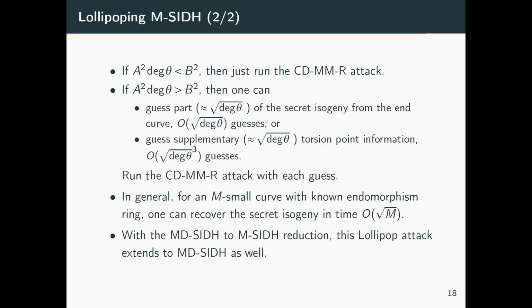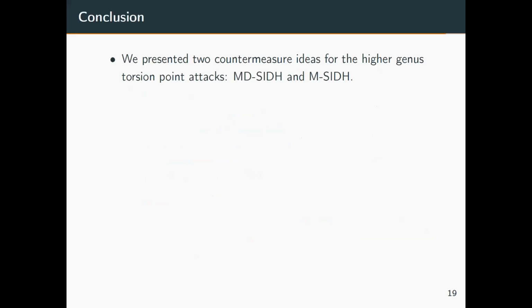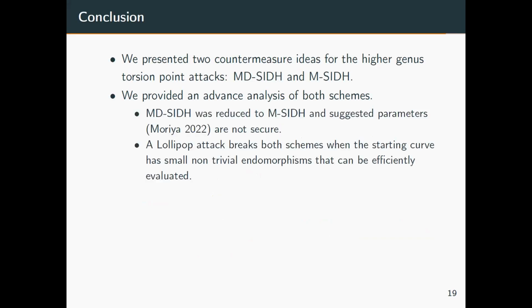So I think that was it. And to conclude, we presented 2 countermeasures and we provided some advanced analysis, and the outcome of the analysis is that the MD-SIDH can be reduced to M-SIDH, and there is a lollipop attack that breaks both schemes when you know small endomorphism of the starting curve.